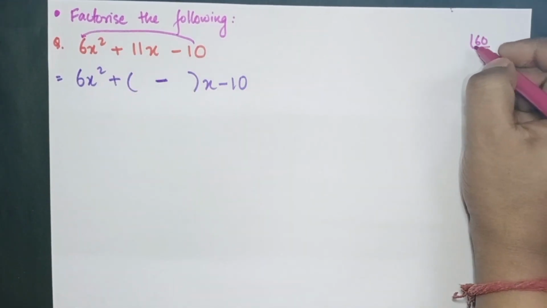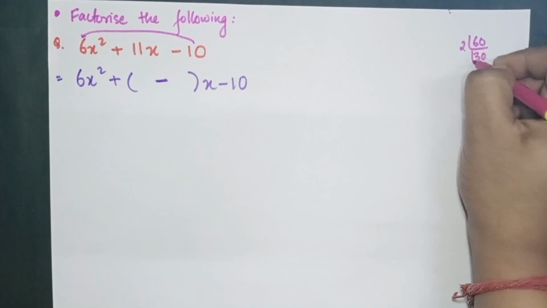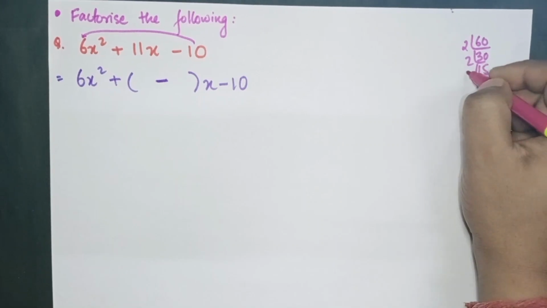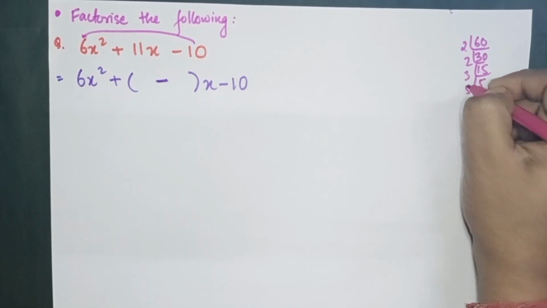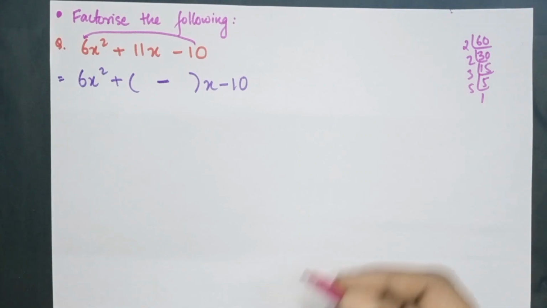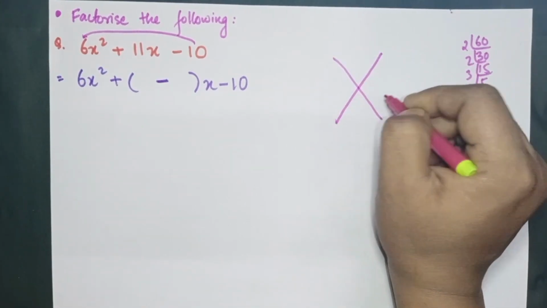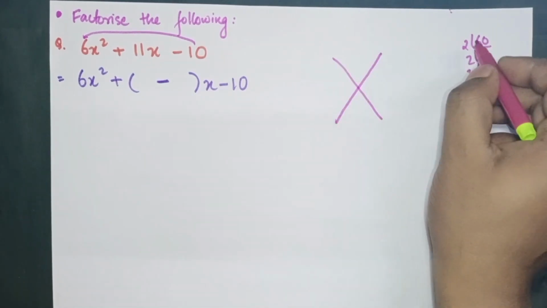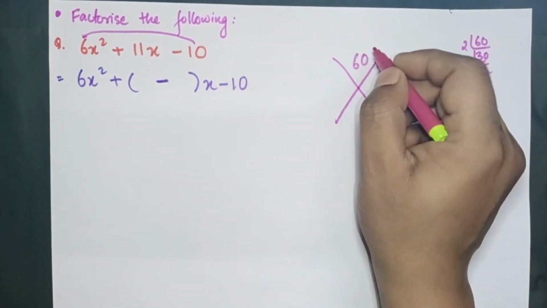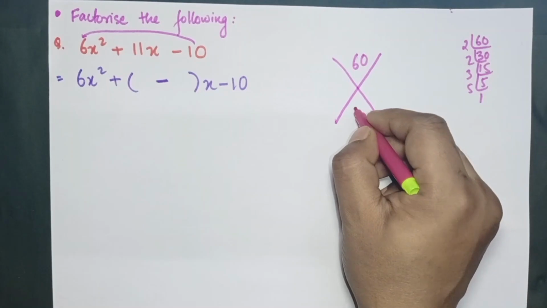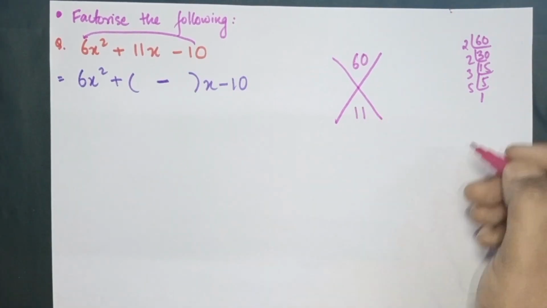Now I have to do LCM. 2 30s are 60, 2 15s are 30, 3 5s are 15, and 5 1s are 5. Now what you have to make? You have to make a cross. So a big cross. Now this 60 has to come on this side. After subtracting, how much is there? 11. Okay, so can I do it like this?